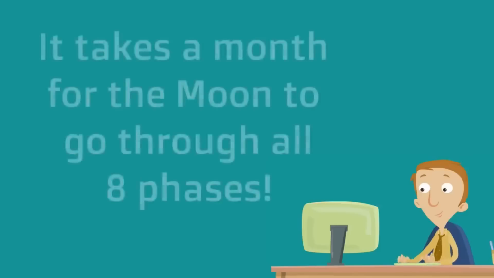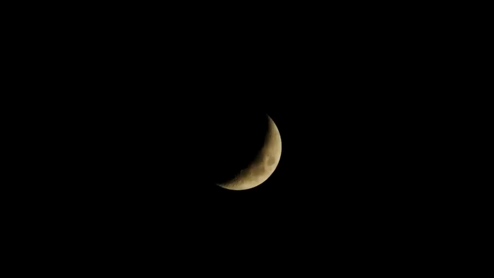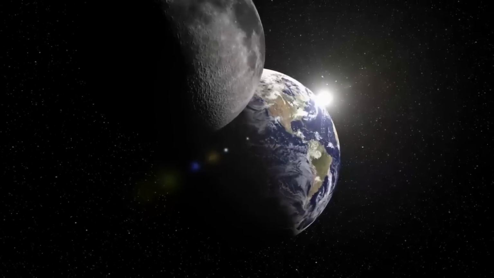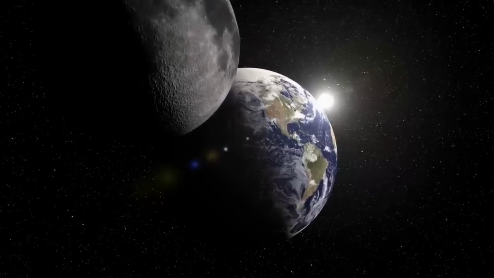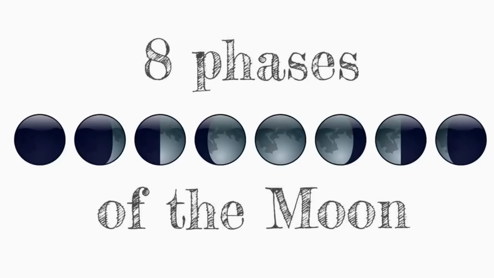Okay. It takes a month for the moon to go through all 8 phases, and then it starts all over again. So in a month's time, you can see all 8 phases of the moon. Wow, the moon is a natural satellite made of rock and metal that completely orbits Earth every 27 days. It doesn't make light, but reflects the light of the sun. How much light the moon reflects can change depending on what phase it is in. There are 8 phases of the moon. It takes the moon a month to go through all 8 phases.